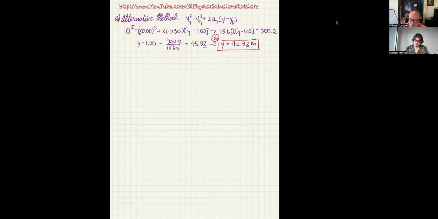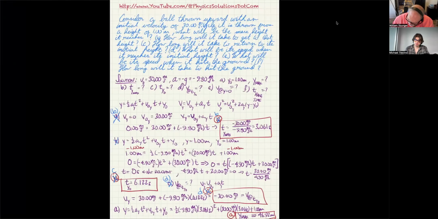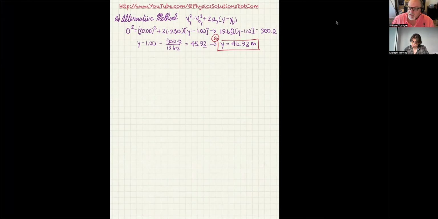So that's an alternative way of doing part A. And notice it's the same number that we got from the previous method, 46.92. Any questions on that part? Okay, so that's just a way of solving a projectile, or in this case, a kinematics problem where you just threw a ball up. It was acting against gravity.